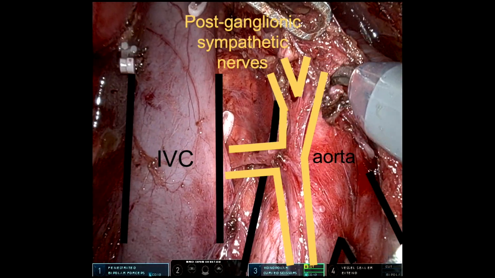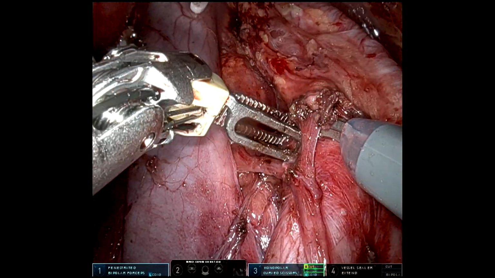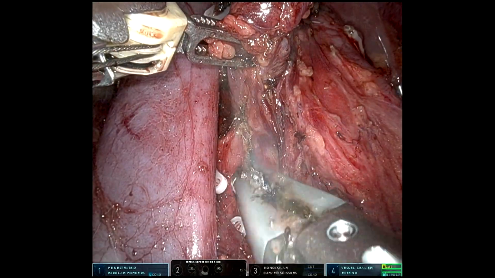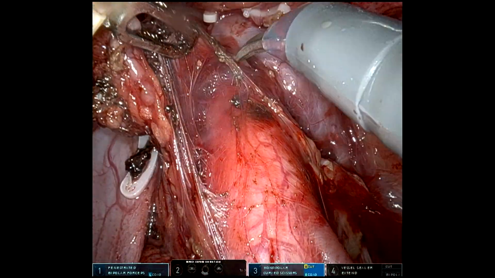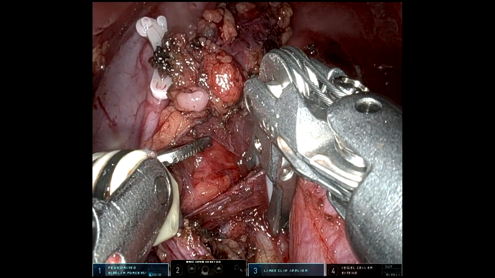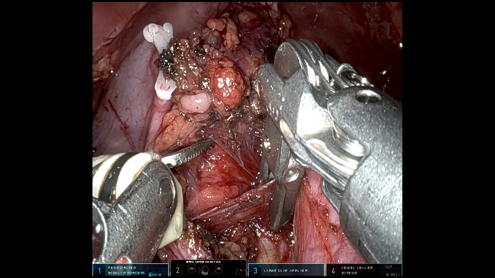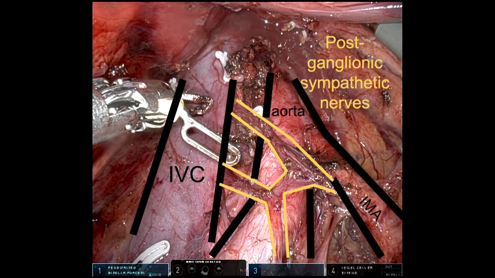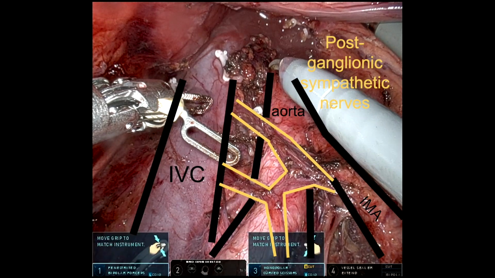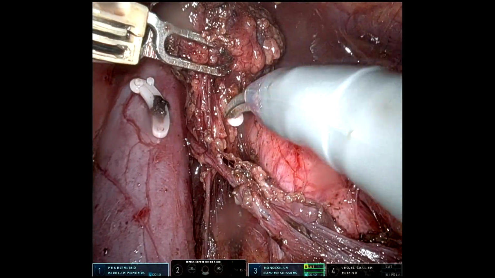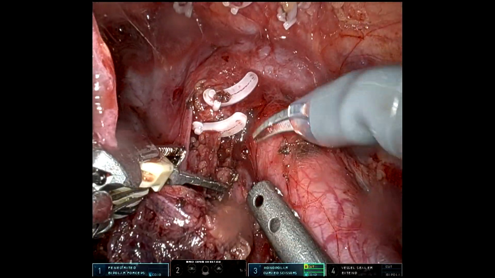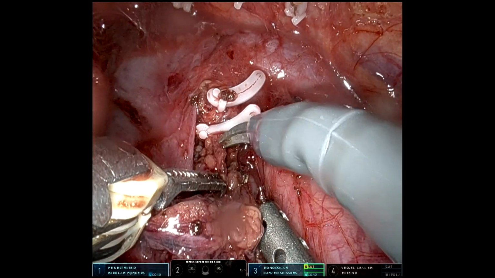Care is taken at this point to spare the postganglionic nerve fibers as they cross the aorta. Dissection continues superiorly along the aorta to the level of the crossing of the left renal vein. The anatomy is well appreciated during this phase of the dissection. The node packet is sequentially clipped as the dissection continues in an effort to prevent chyle leak formation.